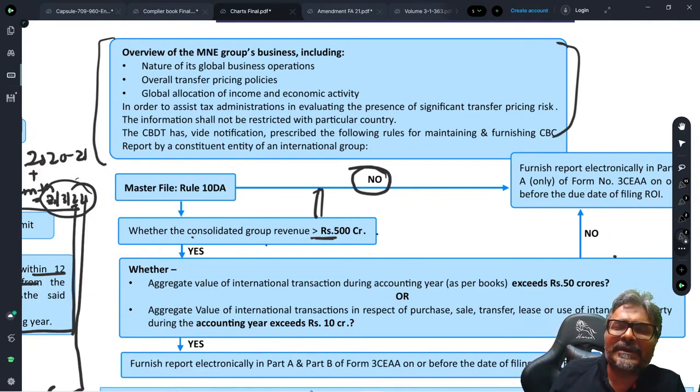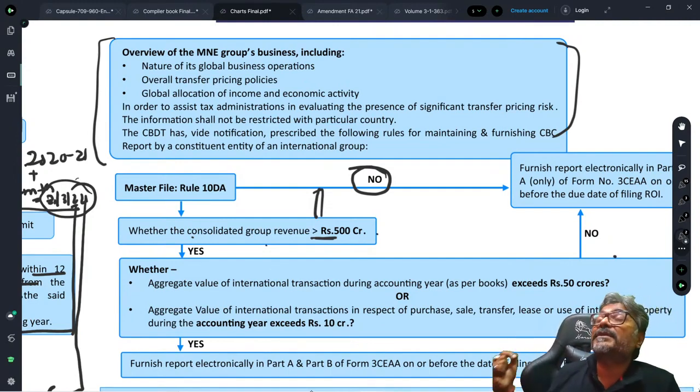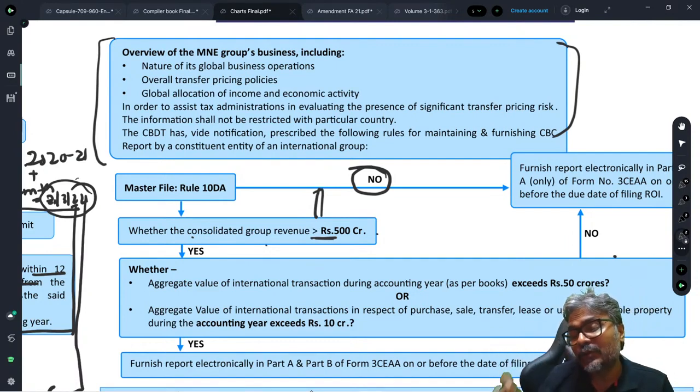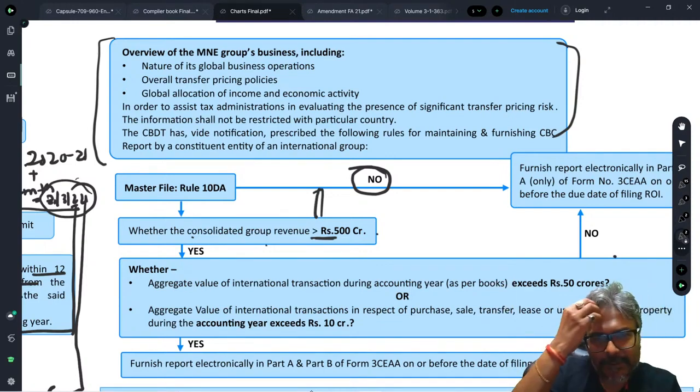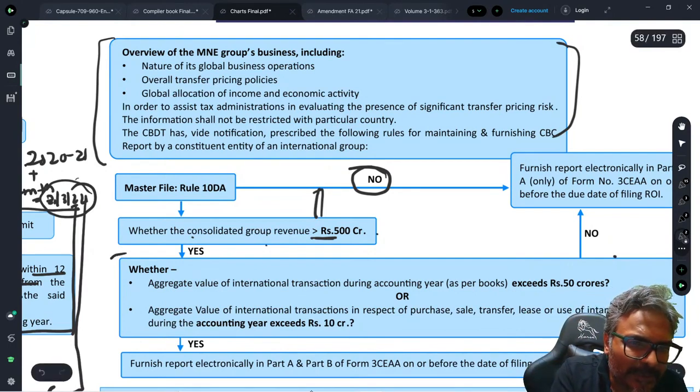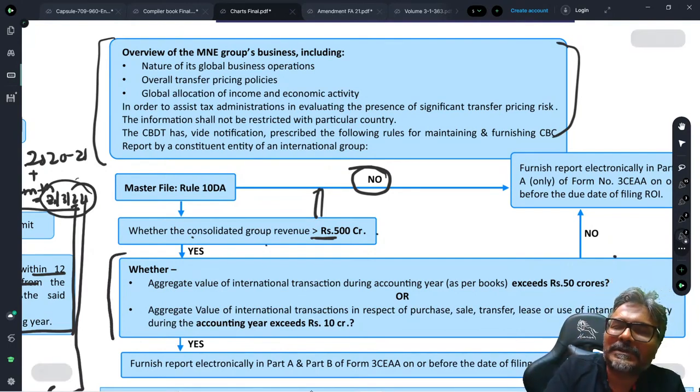But if the consolidated group revenue is more than rupees 500 crores, then the second monetary threshold comes into play. The second monetary threshold, which you need to satisfy, and only then you will be obligated to maintain and file the master file. To maintain the master file. And what is the second monetary threshold? Students, in the second monetary threshold, they have given you two options. And in one of the two options, you should fall into that particular scope. So you should fall in that scope in one of the two options. And which are they? Let's have a look.